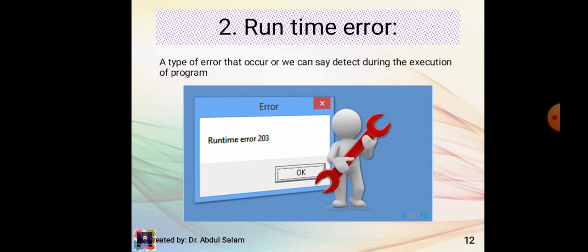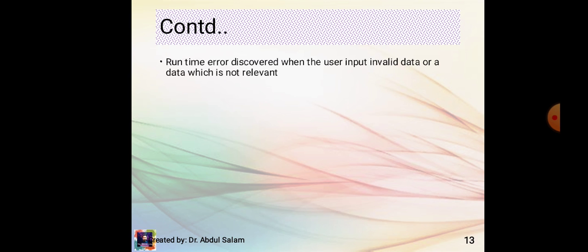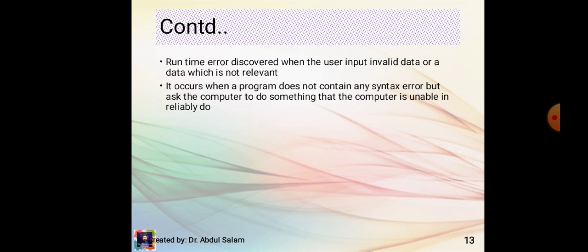The second one is runtime error, a type of error that occurs, or we can say is detected, during the execution of a program. Runtime error is discovered when the user inputs invalid data or data which is not relevant. It occurs when a program does not contain any syntax error but asks the computer to do something that the computer is unable to reliably do. It normally occurs due to wrong input from the user.